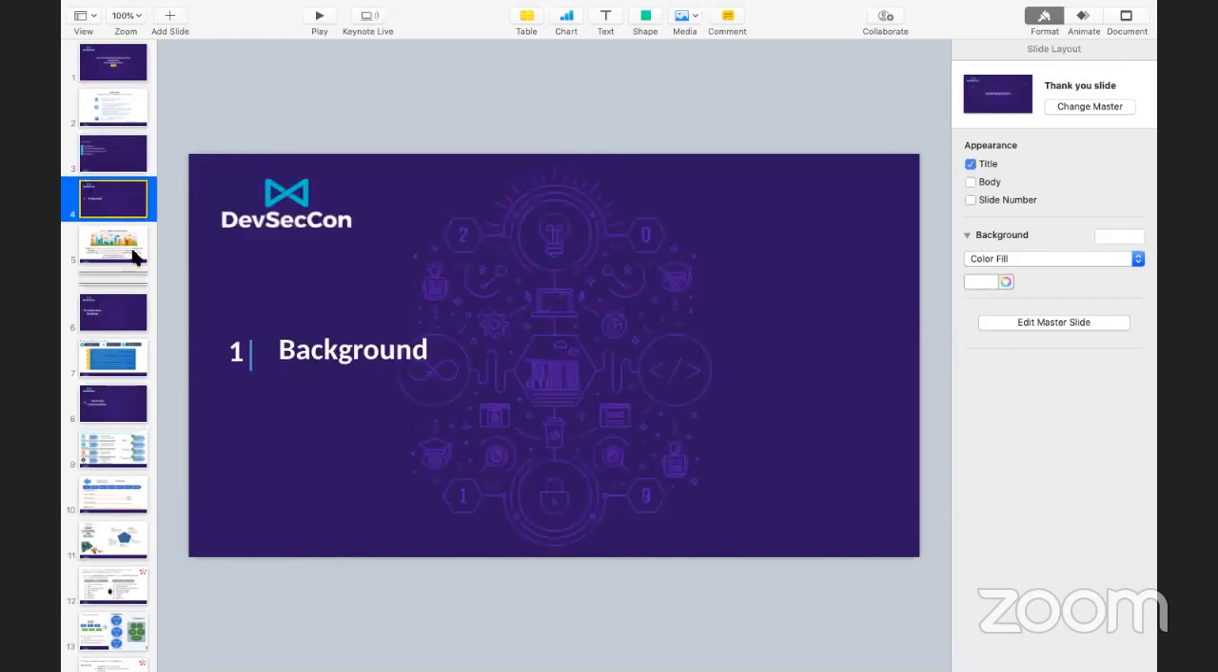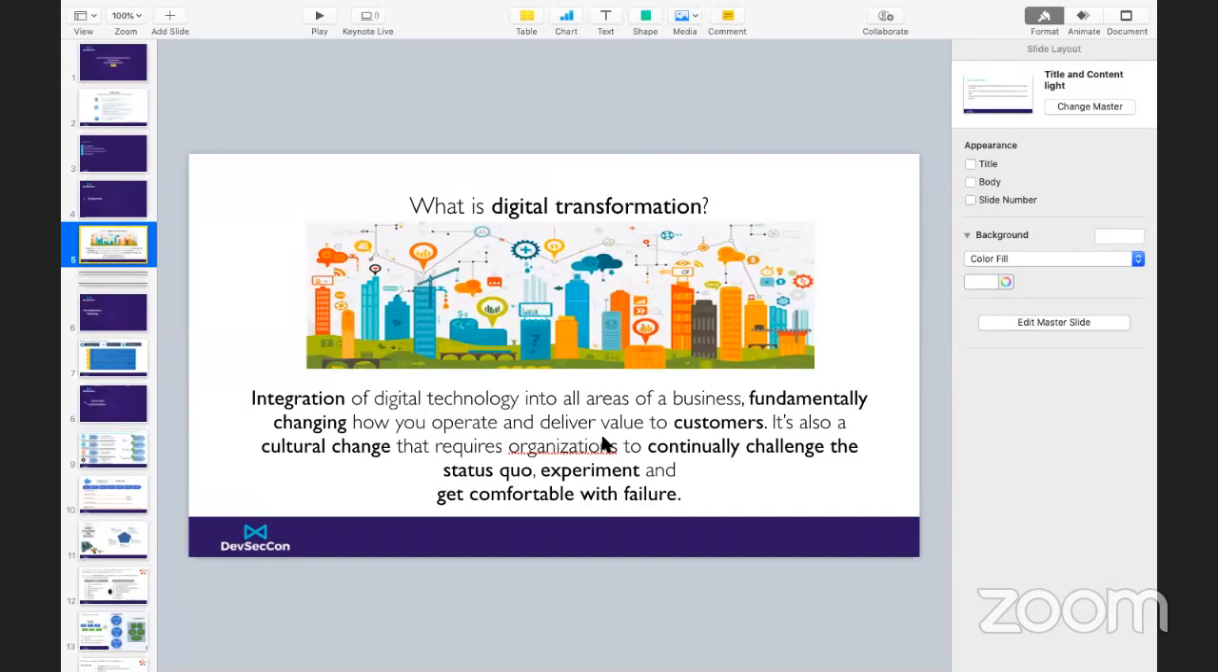Before I start, I want to explain what digital transformation is. Every industry talks about digital transformation. Actually, digital transformation is the integration of digital technology into all areas of business. Fundamentally, it changes how you operate and deliver value to your customer. Not only that, it also changes your culture. It requires the organization to continually challenge the status quo, experiment, and get comfortable with failure. This is the meaning of digital transformation that I know.